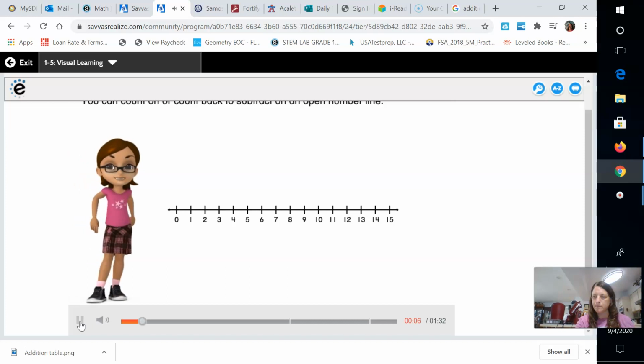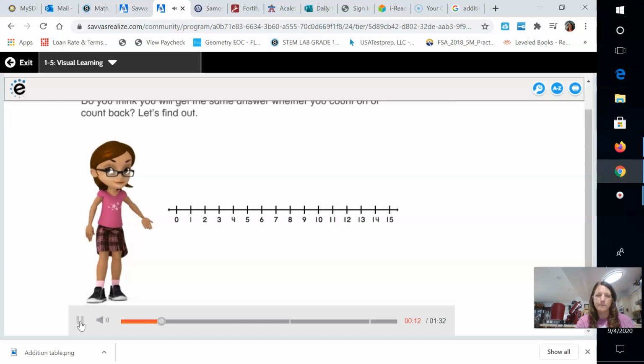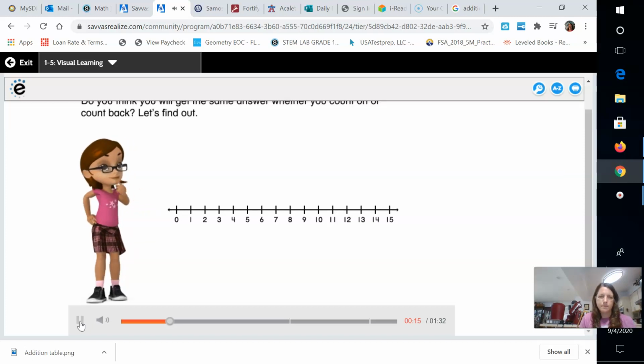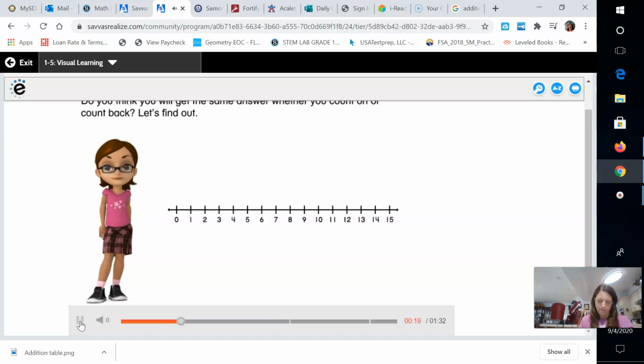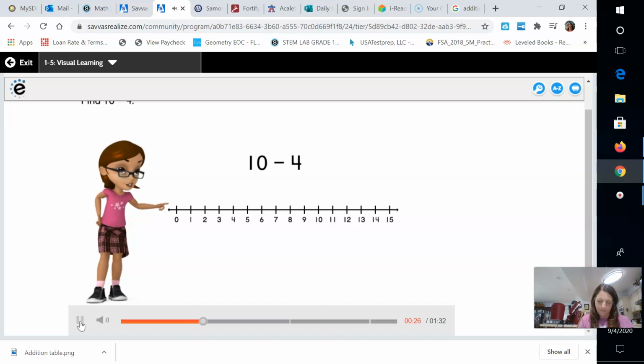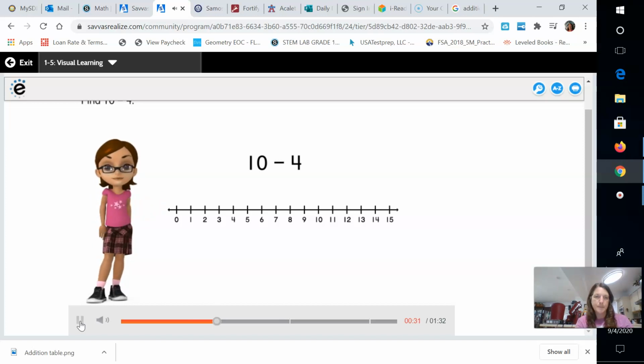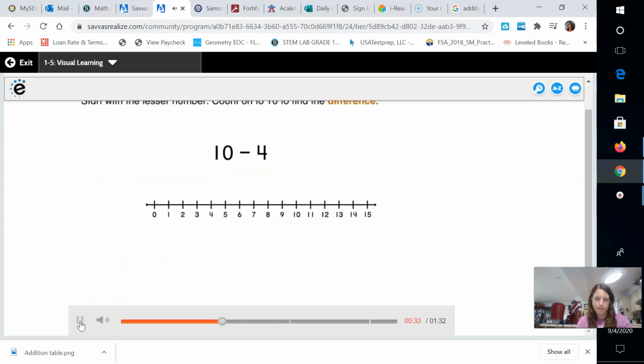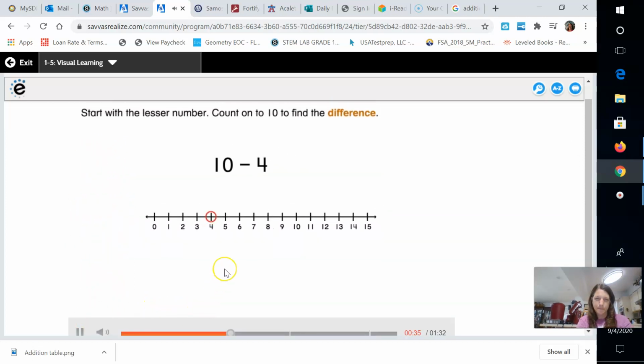You can count on or count back to subtract on an open number line. Do you think you will get the same answer whether you count on or count back? Let's find out. Find 10 minus 4. You can count on to subtract. Draw each move as you count. Start with the lesser number. Count on to 10 to find the difference.